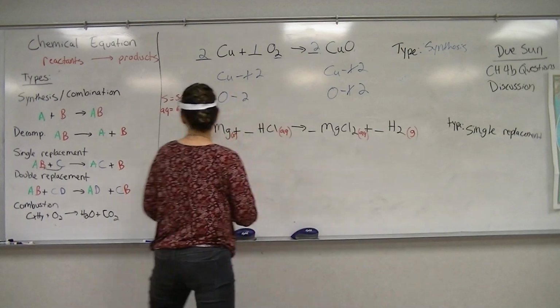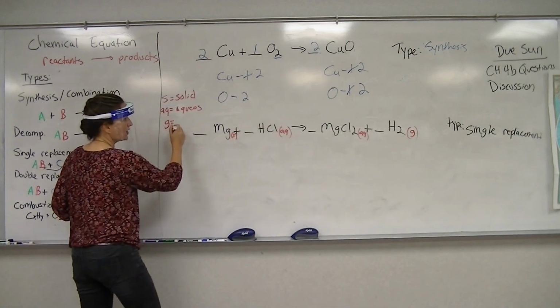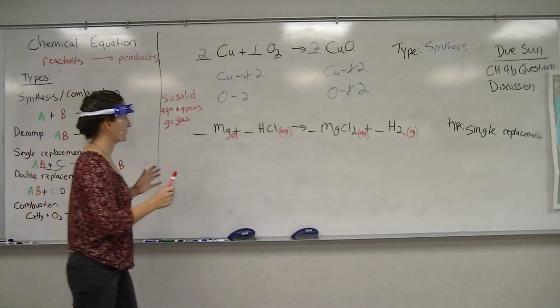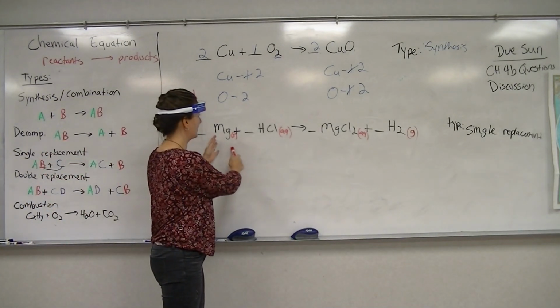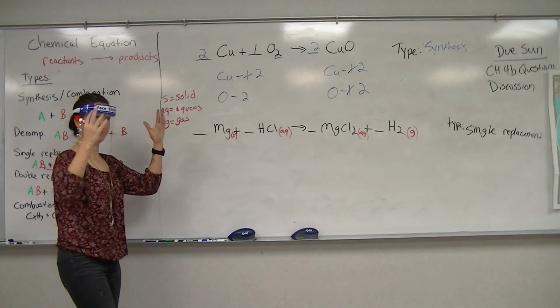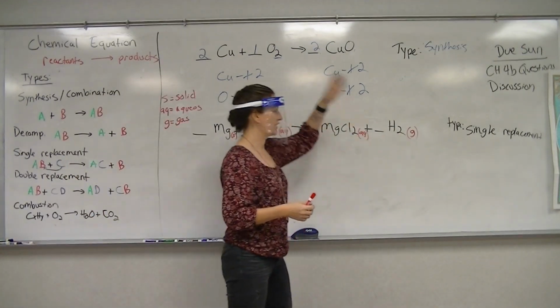The last one we have, G, just means it's a gas. So if you were actually going to do this reaction, and it's actually pretty cool, you have a solid piece of magnesium, you add the hydrochloric acid, and you're immediately going to start seeing bubbles. Those bubbles are that hydrogen gas escaping.